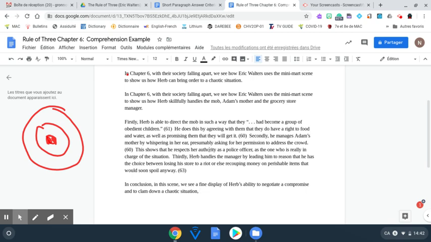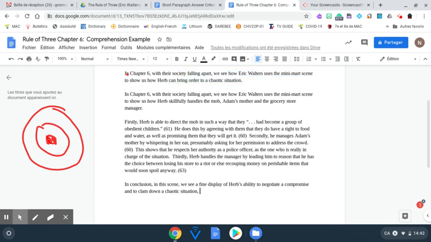So here, say I use this sentence here for my topic sentence. This isn't lost with the chaotic situation because I'm restating the topic a little bit differently, so it's not exactly a repetition.